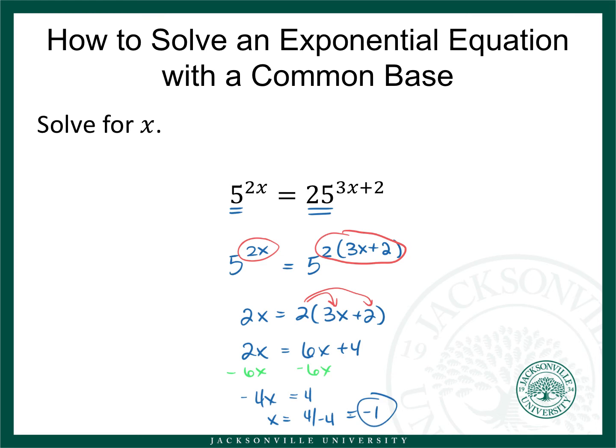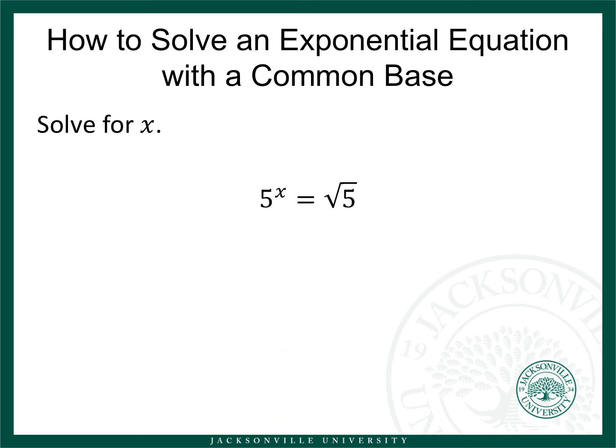All right, let's consider another example. So here we have 5 to the x is equal to the square root of 5, and we want to solve for x. So again, think about how you can rewrite this square root of 5 so that it's in base 5. Well, we can rewrite square root of 5 as 5 to the 1/2 power. And so again, using that one-to-one property, we can set the exponents equal to each other. So x is equal to 1/2.